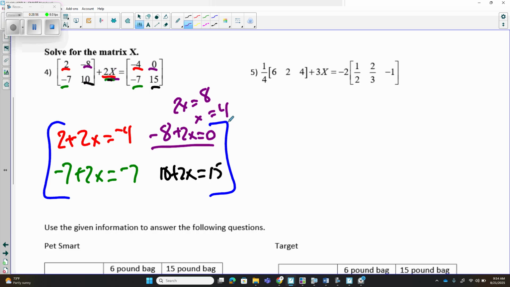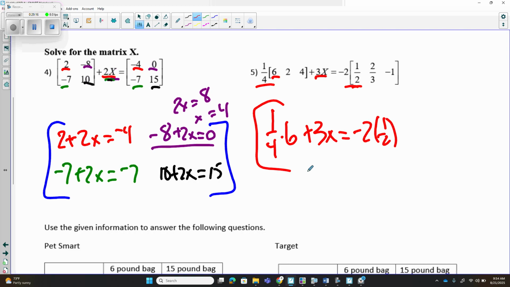So you could create 3 different equations here for the one that's underneath. For instance, you see this 6, the 3x, and this. You would have to go like 1/4 times 6 plus 3x is equal to -2 times 1/2. That would create the very first one. Then you would have 2 more. That's not efficient. Okay? Doing it this way is not the way we would like you to do it.